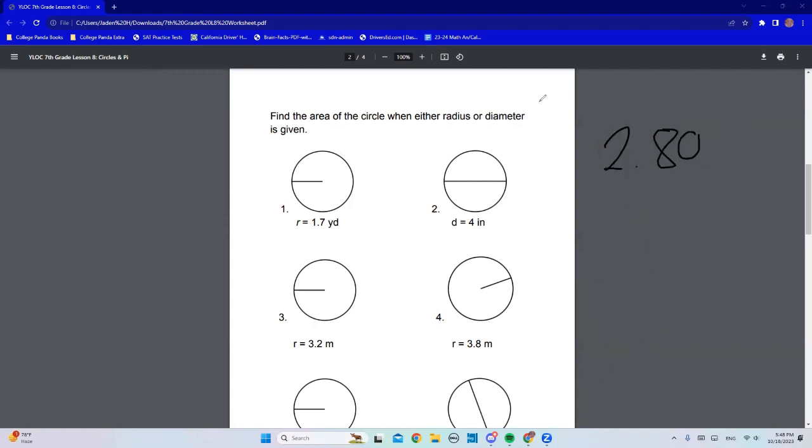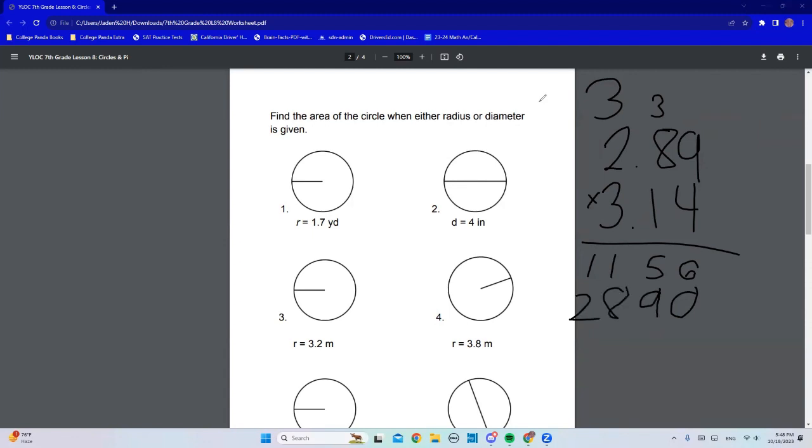So next we would have to multiply 2.89 by 3.14. 2.89 times 3.14. So 9 times 4 is 36. 6, 3. 8 times 4 is 32, plus 3 is 35. So 5, 3. And then 4 times 2 is 8, plus 3 is 11. And we put the 0 on here. So 1 times 9 is 9. 1 times 8 is 8. And then 1 times 2 is 2. And then 0, 0.